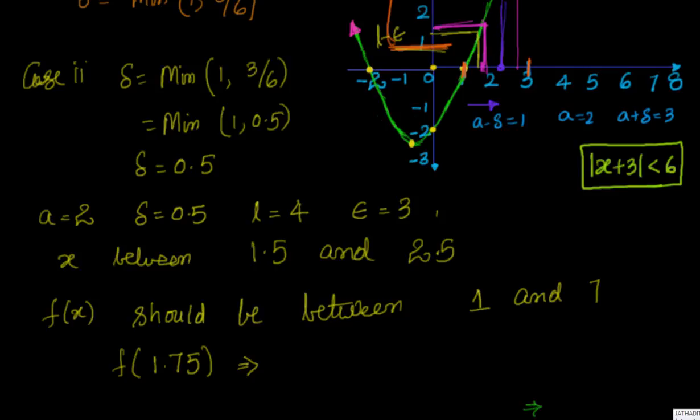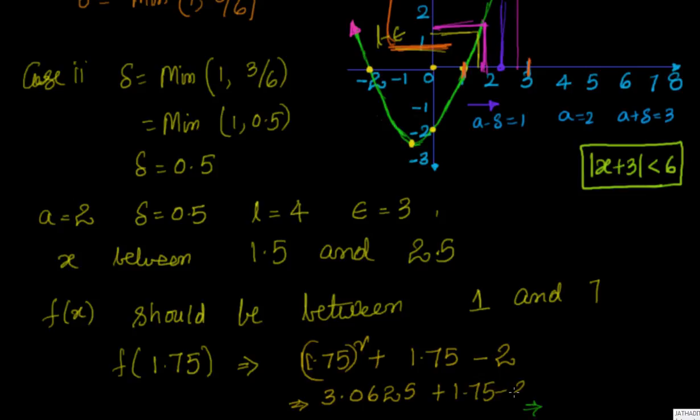Let us check this value and prove algebraically also. 1.75 whole square, that is x square, plus 1.75, that is x, minus 2. So this is 1.75 into 1.75, which is 3.0625, plus 1.75 minus 2. Approximately, that is 3 minus 2 is 1, 1 plus 1.75, approximately 2.8. Now check whether 2.8 is between 1 and 7.